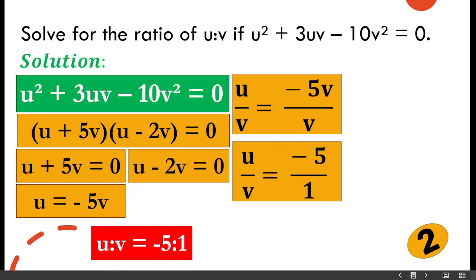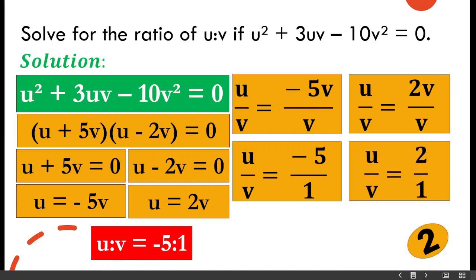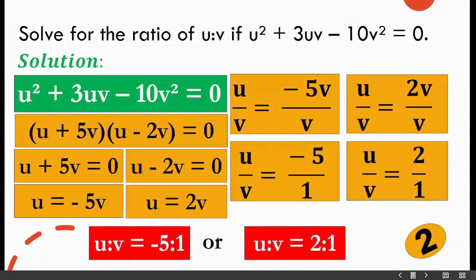Let's have u minus 2v is equal to 0. Transfer negative 2v. It becomes positive. Therefore, u is equal to 2v. Divide both sides by v. u over v is equal to 2 over 1. Therefore, u is to v is equal to 2 is to 1.